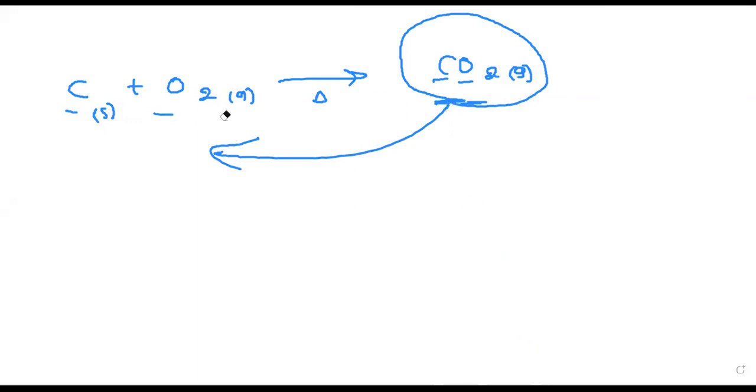So what is produced here is a very new product. It is not similar to oxygen, or it is not similar to carbon. It is a new compound called carbon dioxide, which has its own unique characteristics. Okay, so that is what a chemical reaction is.